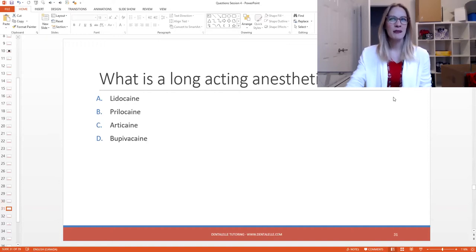Okay, guys, so let's talk about this one. So what is a long-acting anesthetic? There are short ones and there are long ones. Is it A, lidocaine, or B, prilocaine, C, articaine, or D, bupivacaine, if I'm saying that right?